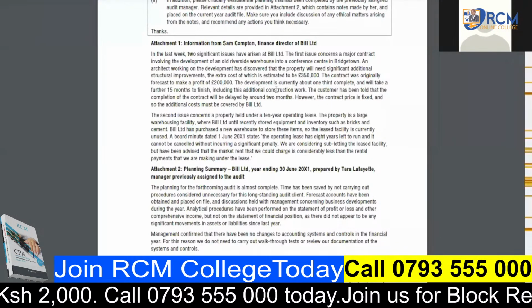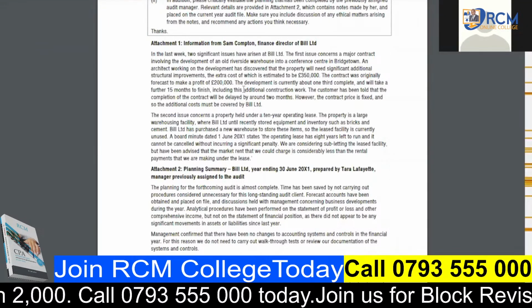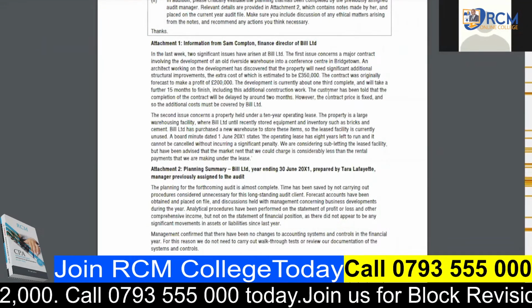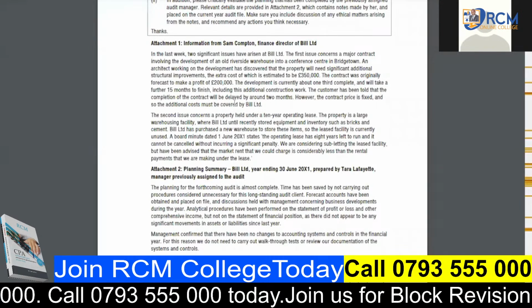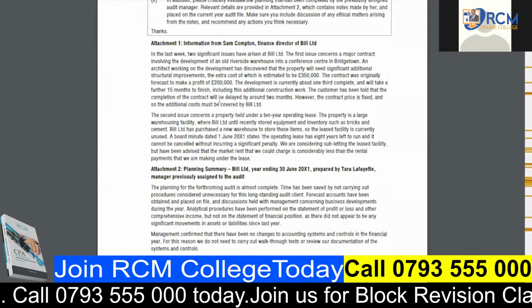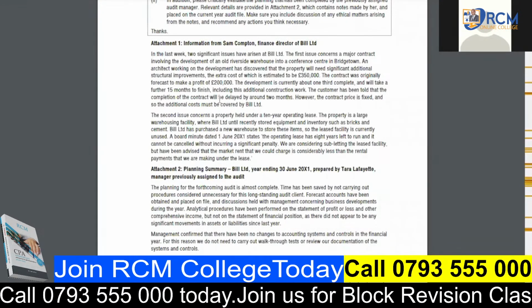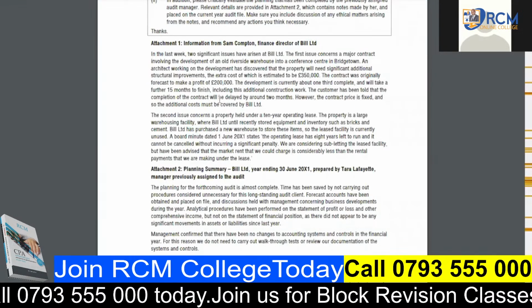The contract was originally forecast to make a profit of 200,000. The development is currently about 1/3 complete and will take a further 15 months to finish, including this additional construction work. The customer has been told that the completion of the contract will be delayed by around 2 months. However, the contract price is fixed, and so no additional cost can be recovered; it must be covered by Bill Limited.